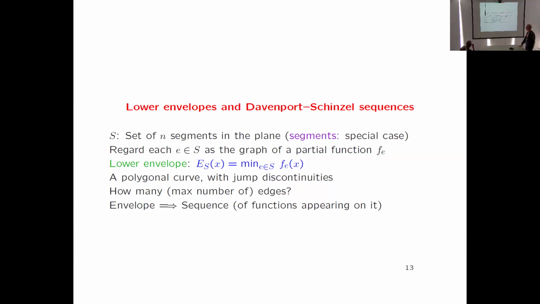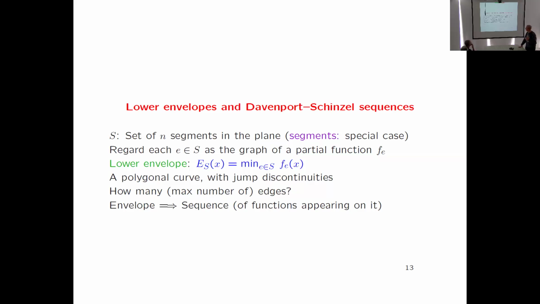So let's think about the case of segments. Again, if you think of each segment as the graph of a partially defined linear function, the lower envelope is just a pointwise minimum of these functions, which will be a polygonal curve, and it may have jump discontinuities as you go through endpoints of segments. How many pieces will the envelope consist of?